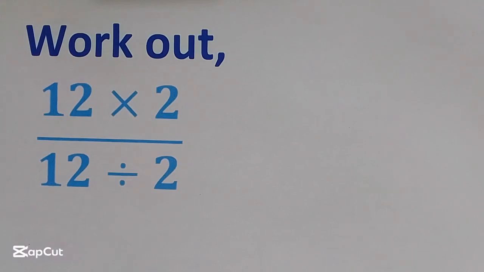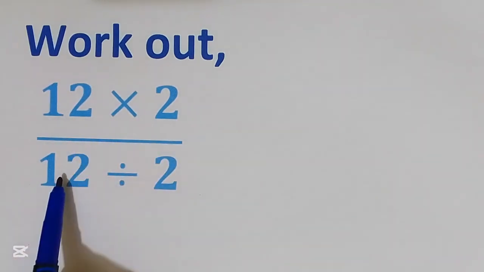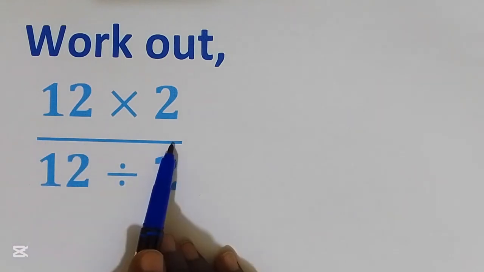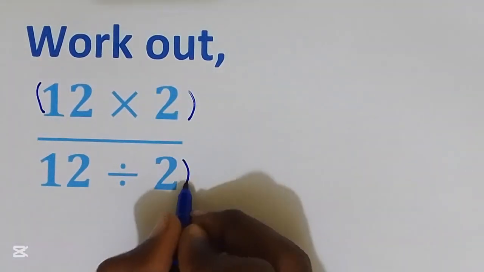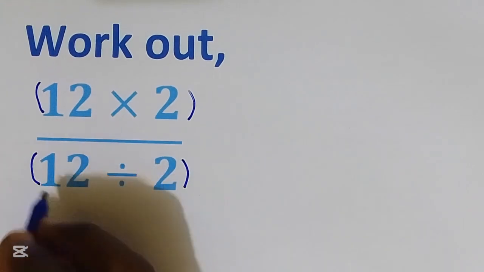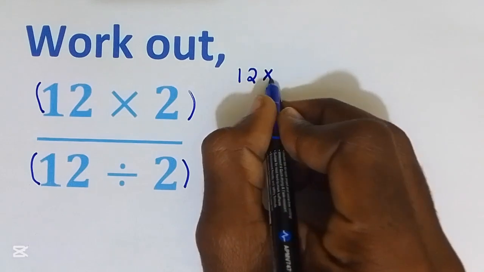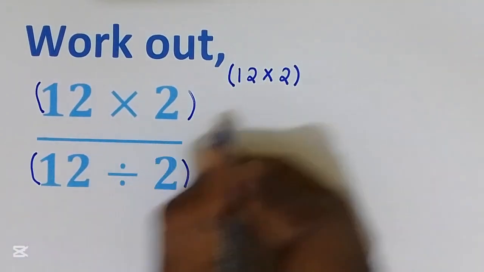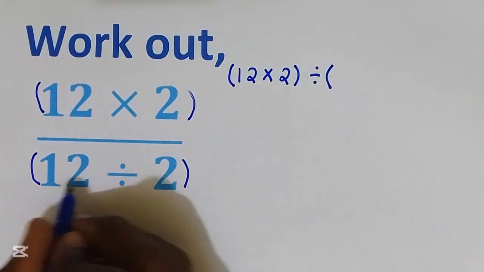Let us do this refreshing and simple question. We have 12 multiplied by 2 over 12 divided by 2. This division bar can be used to group the numerator and the denominator, and this is equal to 12 multiplied by 2. We change this division bar to this kind of division. Then we have 12 divided by 2.